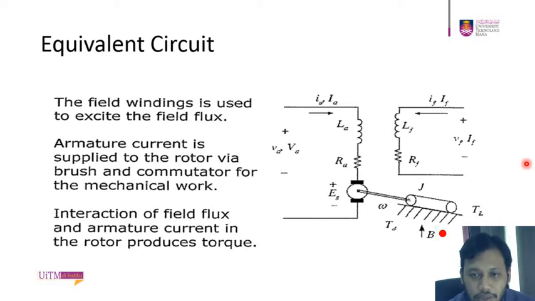So let's look into the equivalent circuit. The field winding is used to excite the field flux. The armature current is supplied to the rotor through the brushes and commutator, and the interaction of the field flux and the armature current in the rotor produces the torque. You can see all the labels here that we need in order to make the equivalent circuit.